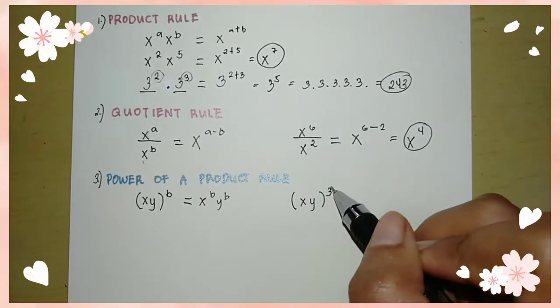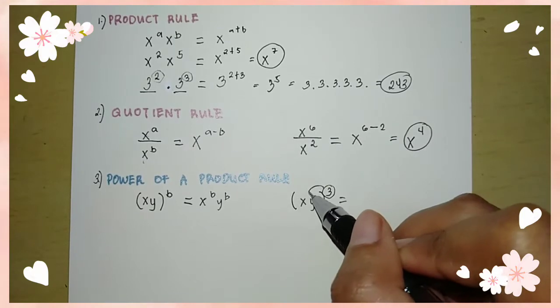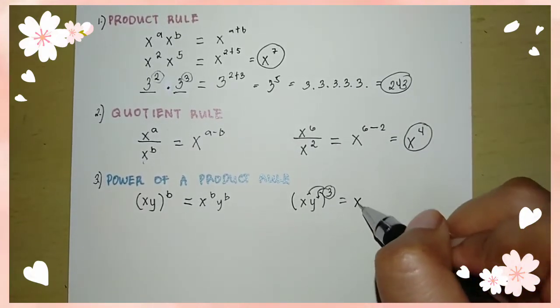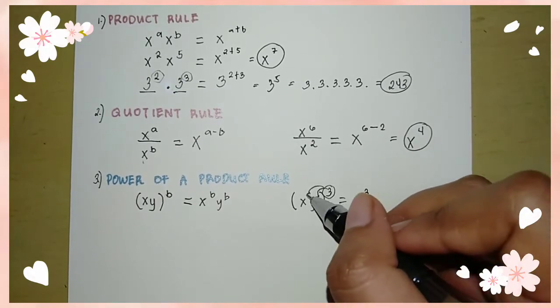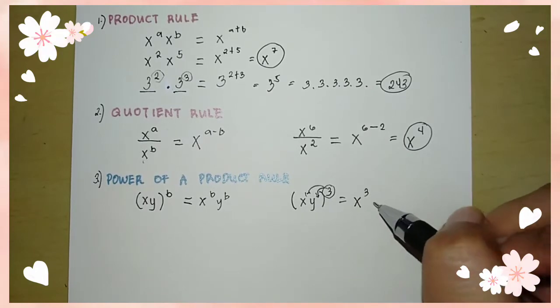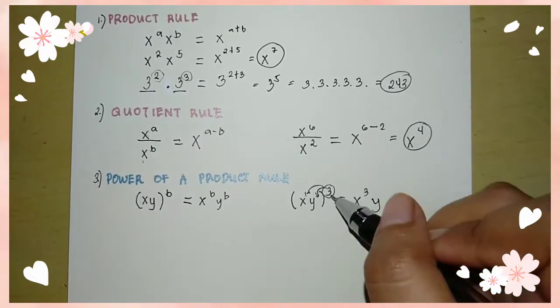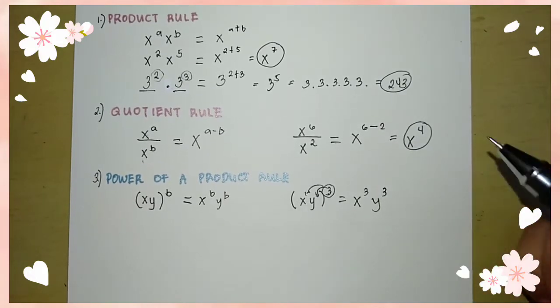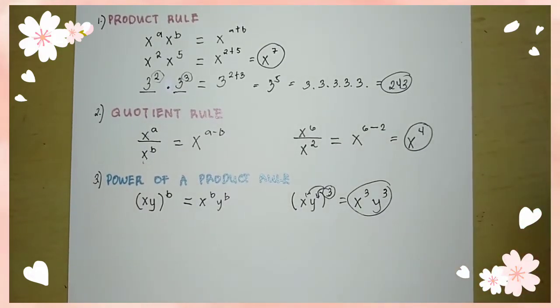Of course, distribute lamang itong exponent natin sa dalawang yan. So, we have to copy x raised to 3 kasi 3 times 1, automatic may exponent of 1 sila, is equal to 3. And y, copy, then 3 times 1, yung exponent to exponent, okay, is equal to 3. So, ganun lamang kasimple ang power of a product rule.